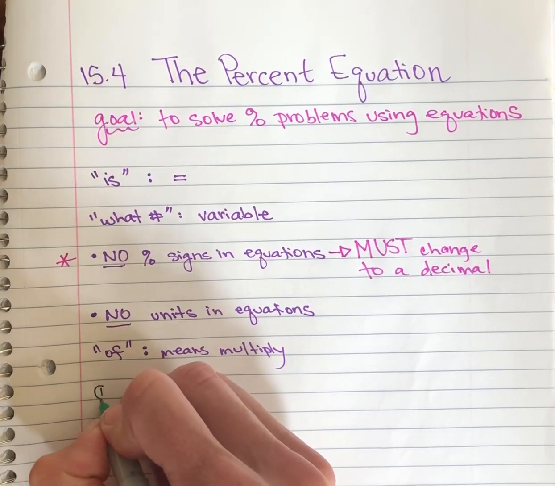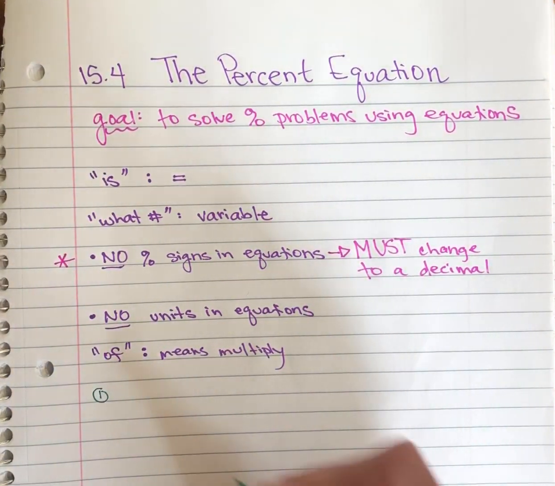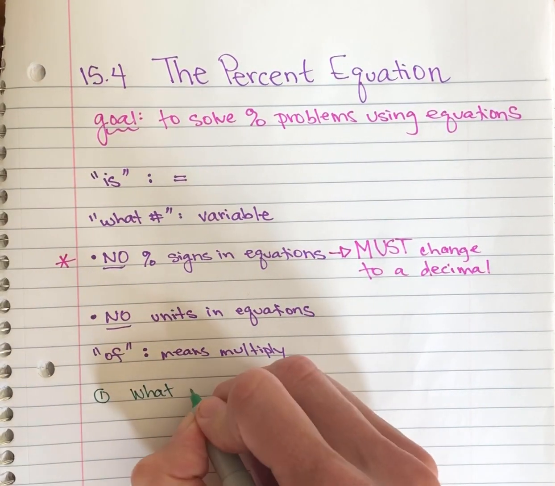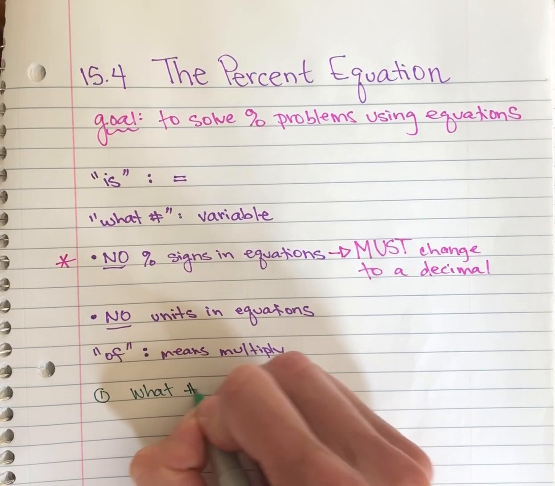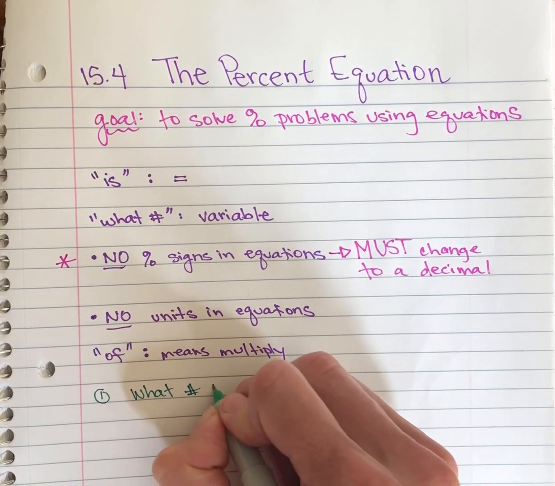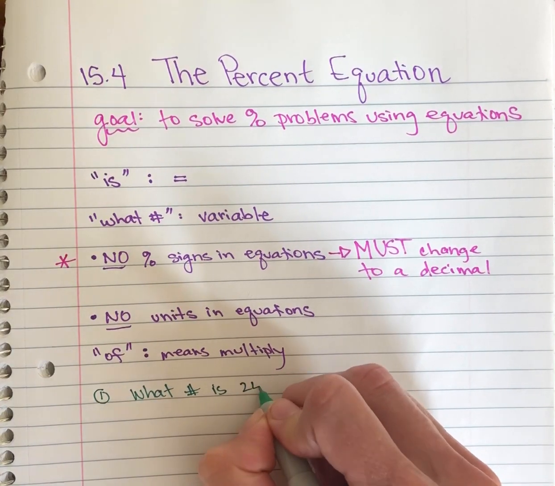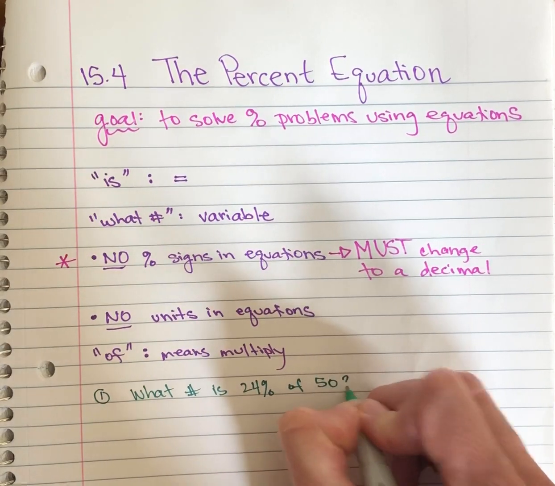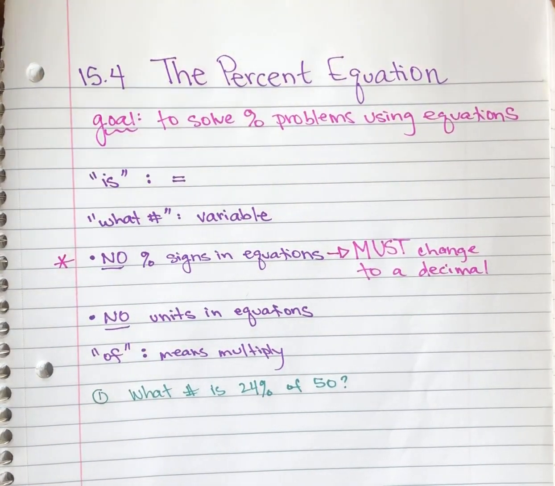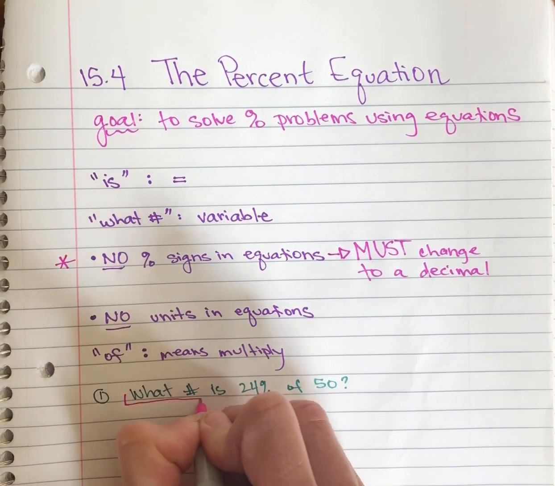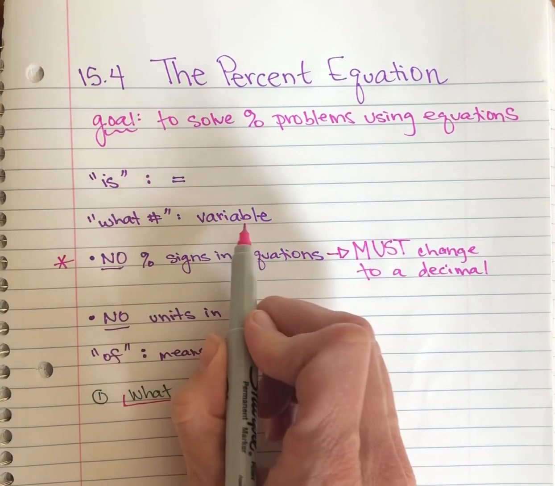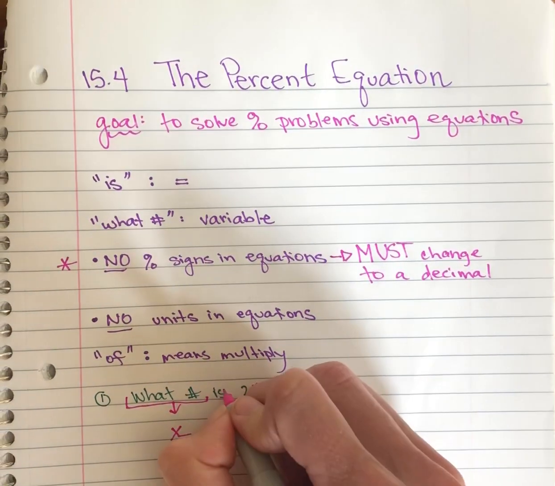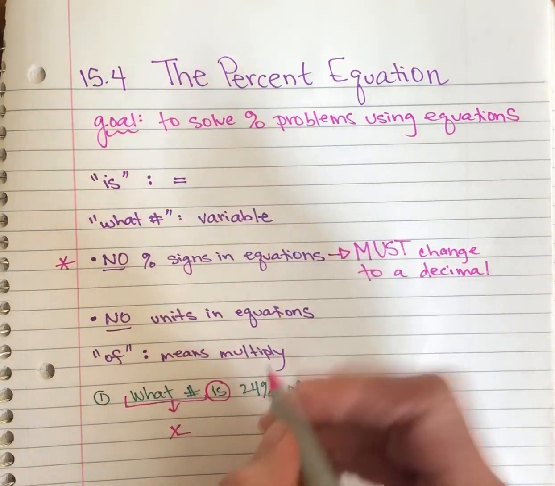You're going to want to make sure you copy the problem because it's going to help you translate it. I'm going to use the hashtag for the word number. What number is 24% of 50? Okay, so what number? That tells us we have to use a variable. So I'm just going to use X. The word is, well, that translates to our equal sign.